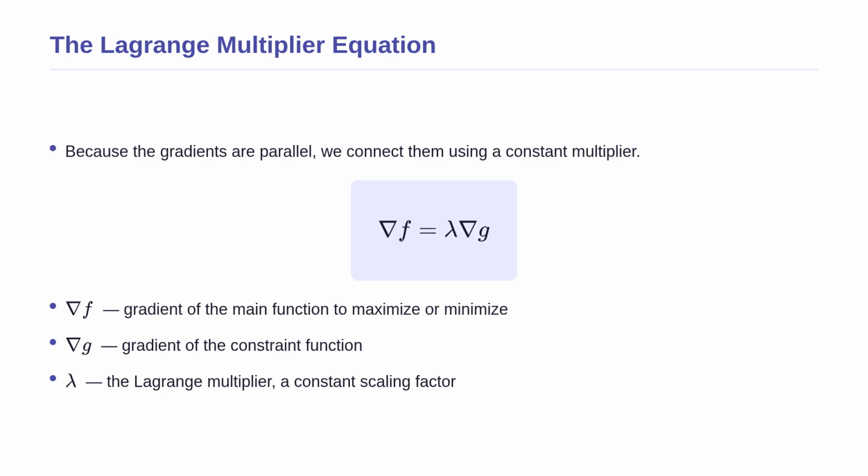Because the gradient vectors point along the same line at the maximum or minimum, we can set them equal by introducing a constant. We say the gradient of f equals lambda times the gradient of g. Here, lambda is our Lagrange multiplier. It simply scales the constraint gradient so the two vectors match perfectly in length. In practice, we break this single vector equation down into a system of simpler equations, matching the partial derivatives for the x direction and the y direction separately.